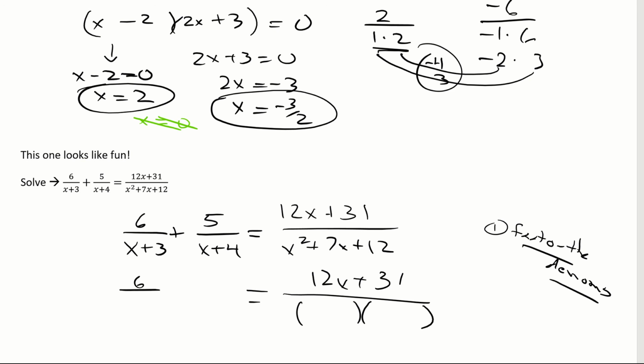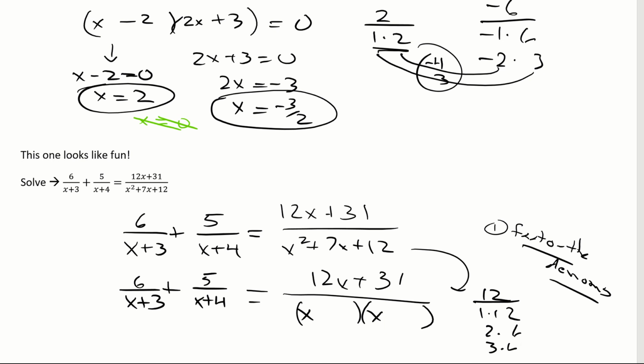I know what's going on over here. I need an x plus 3. Remember that thing we did with the complex fractions? I needed an x plus 3. Now I need also an x plus 4. Chances are it factors that way. I'll just give you a heads up. If you go and factor this thing, you know it's going to go x and x. The factors of 12 are 1 times 12, 2 times 6, 3 times 4. Which one adds up to 7? This one. So it is x plus 3 and x plus 4.